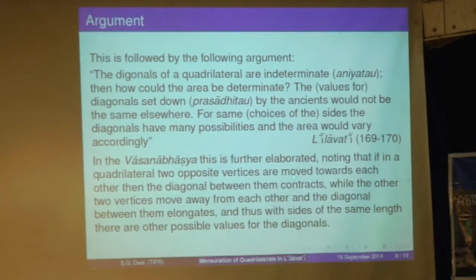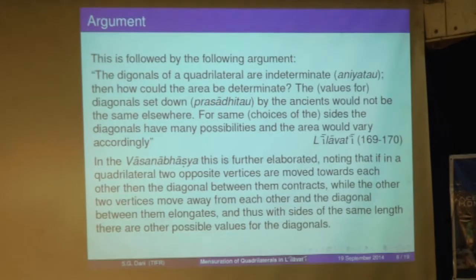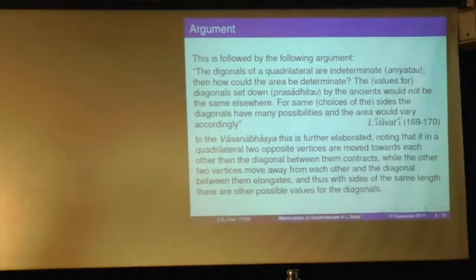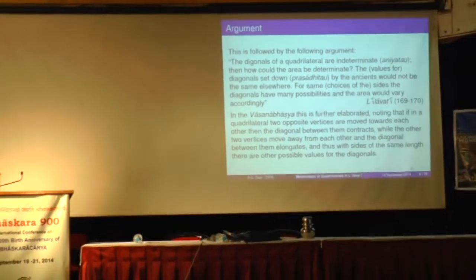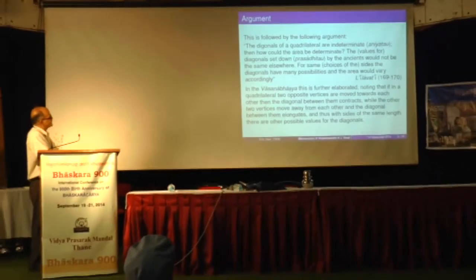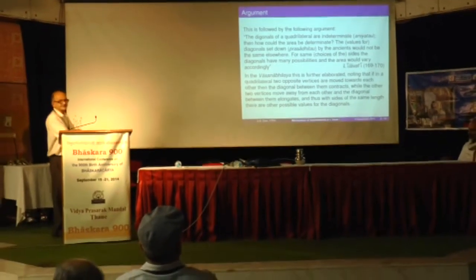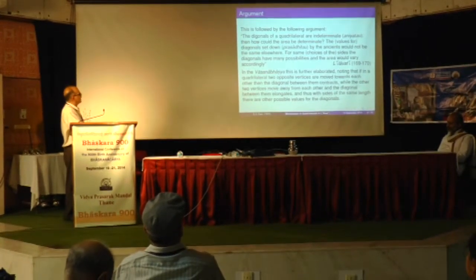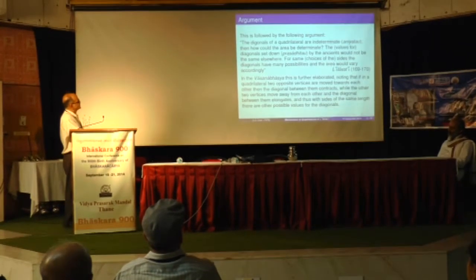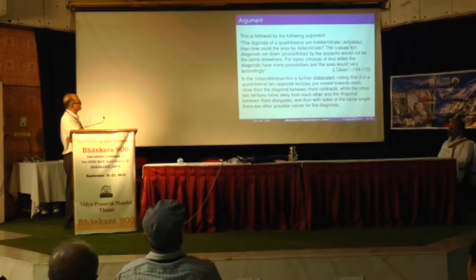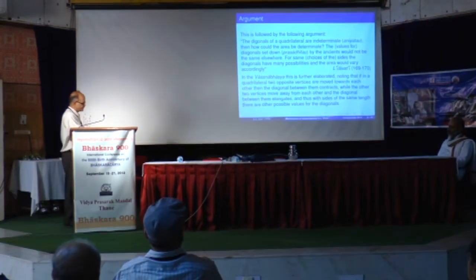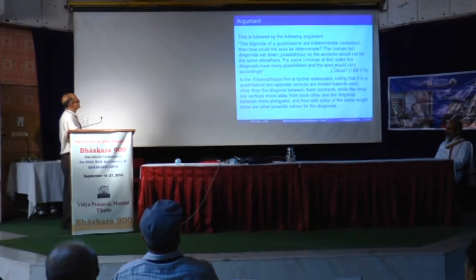Now this is further elaborated, and this is the main part of Lilavati and the annotations. Bhaskara adds the following. You see that if in a quadrilateral two opposite vertices are moved towards each other, then the diagonal between them contracts. That diagonal will become shorter, and the other diagonal elongates. Thus, with the sides of the same length, there are other possible values for the diagonals. So the area is not automatically fixed.